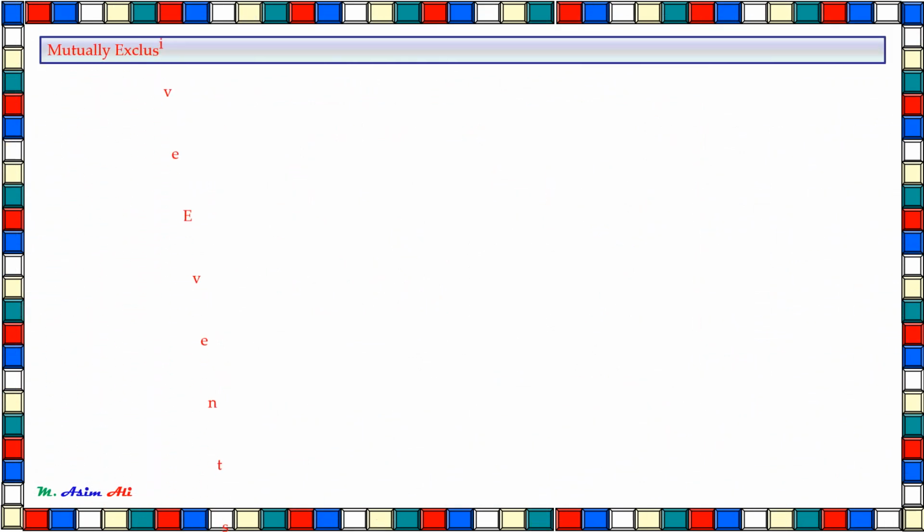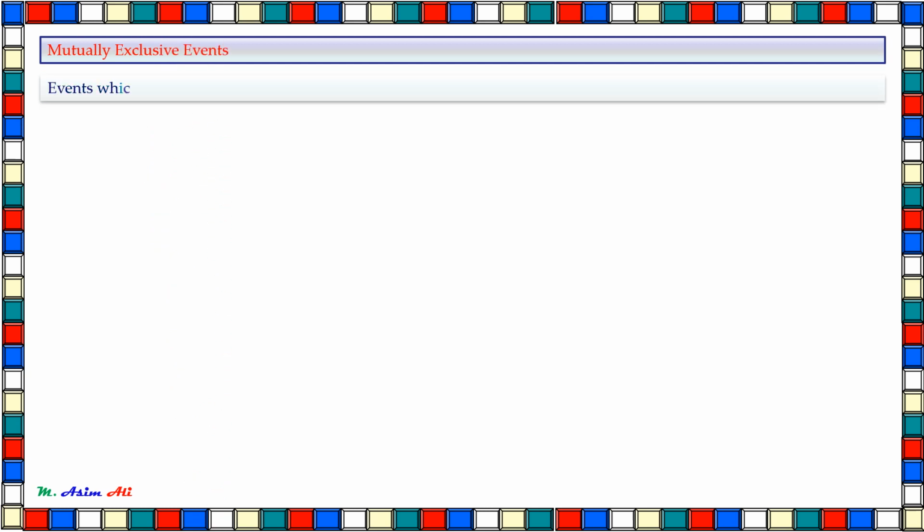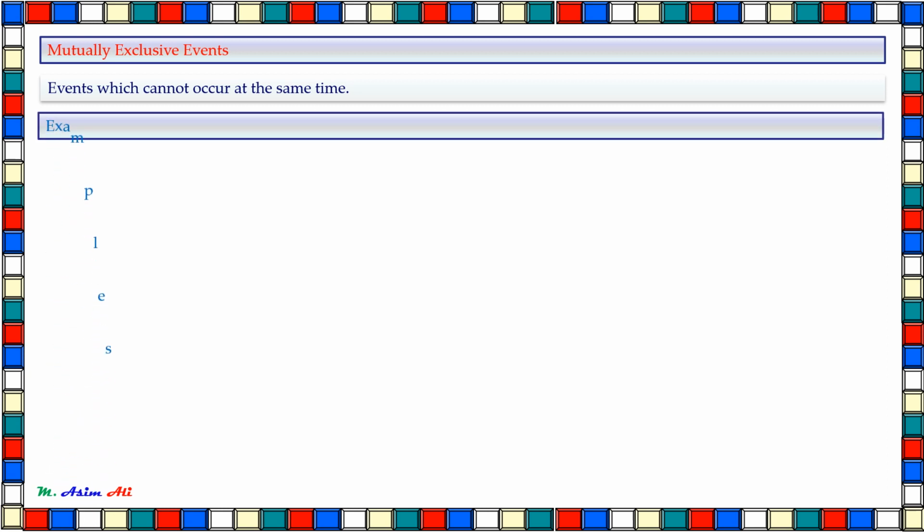Okay, let us first define mutually exclusive events. Events that cannot happen together, or that cannot occur simultaneously, are called mutually exclusive events. For example, day and night are mutually exclusive at a particular time. You can have either day or night at a particular place. It's not possible to have day and night simultaneously at the same place at a particular time.